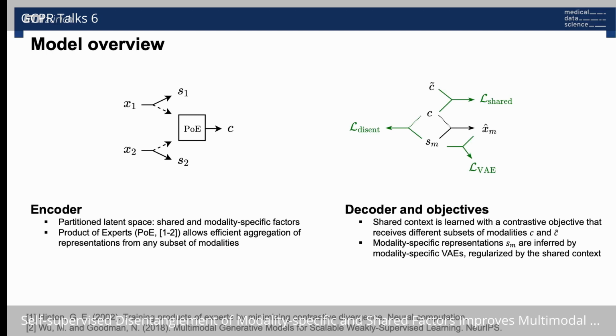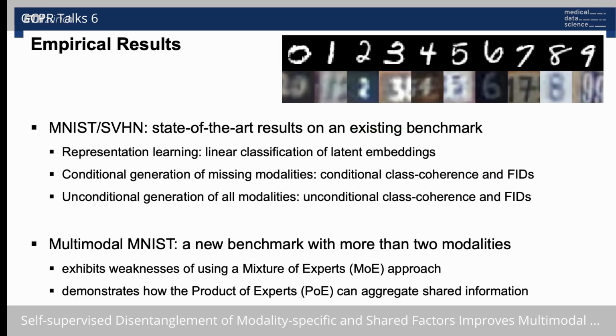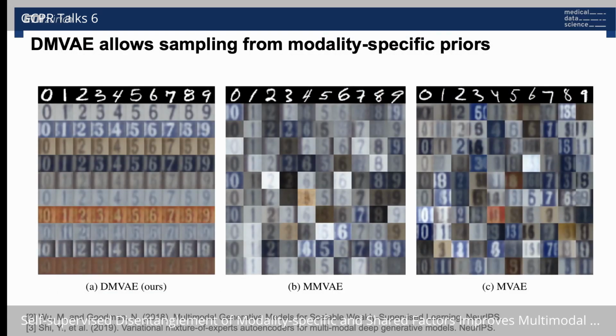Here's an overview of the proposed method. In a nutshell, it partitions latent space into shared and modality-specific subspaces and learns to disentangle these with suitable information-theoretic objectives. Empirically, we demonstrate improvements on existing benchmarks of our previous work, and additionally, our method is unique in that it allows sampling from modality-specific priors, keeping shared factors constant.